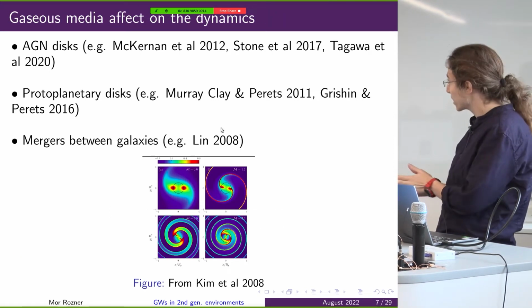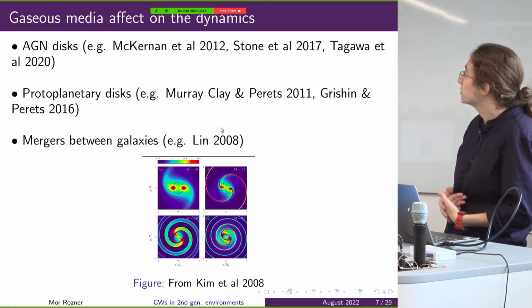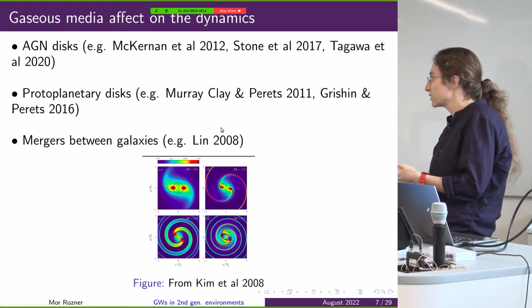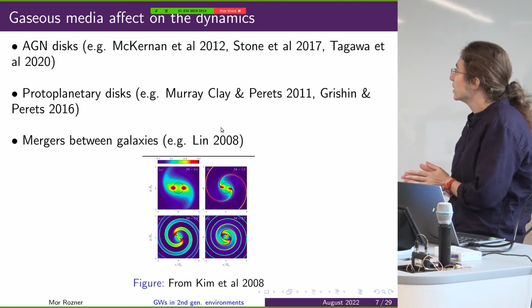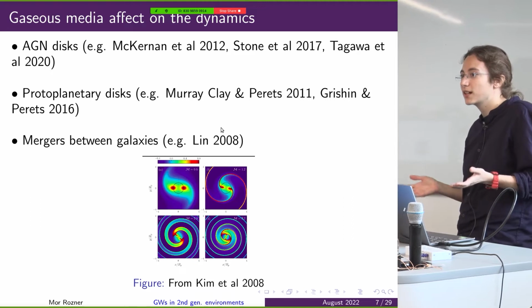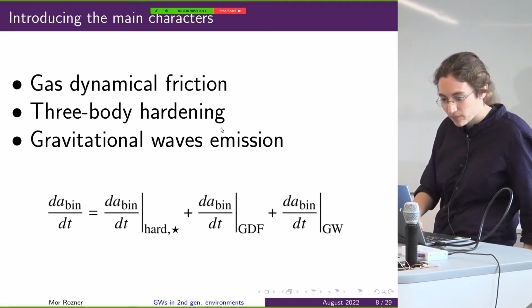Okay, and the short recap of the introduction. So we have gaseous media, and they might affect the dynamics. It could happen in AGN disks. Plenty of studies were done in each one of them. Probably I missed a ton of them, so sorry to begin with. Protoplanetary disks, and even mergers between galaxies. So practically, you can scale this very nice problem to your favorite scale, which is nice.